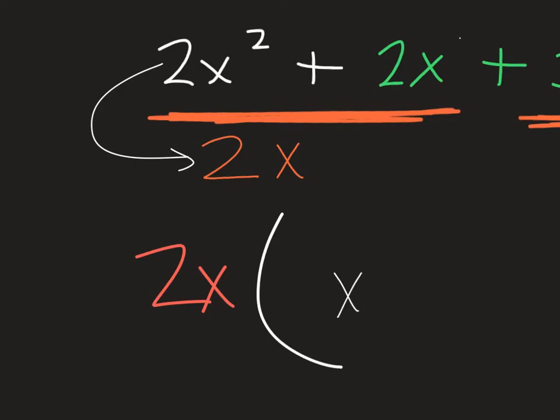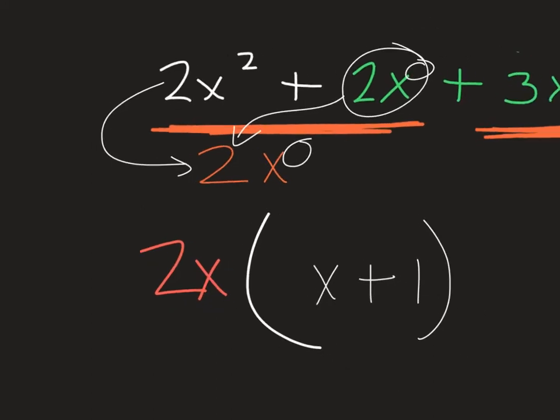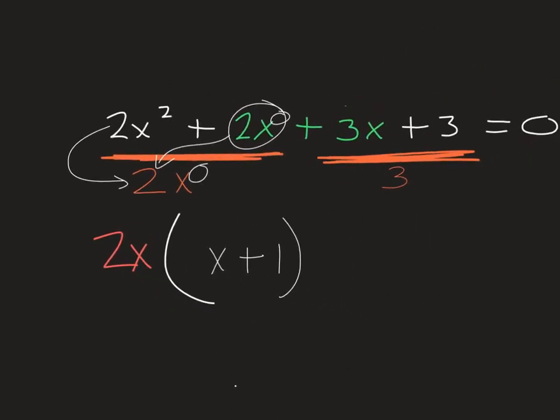Then, out of my next term, I had 2x. I factored out a 2x, so 2 divided by 2 means I'll have a 1. I had an x, I factored out an x, so I don't have any x's anymore. So that one is just going to be x plus 1.